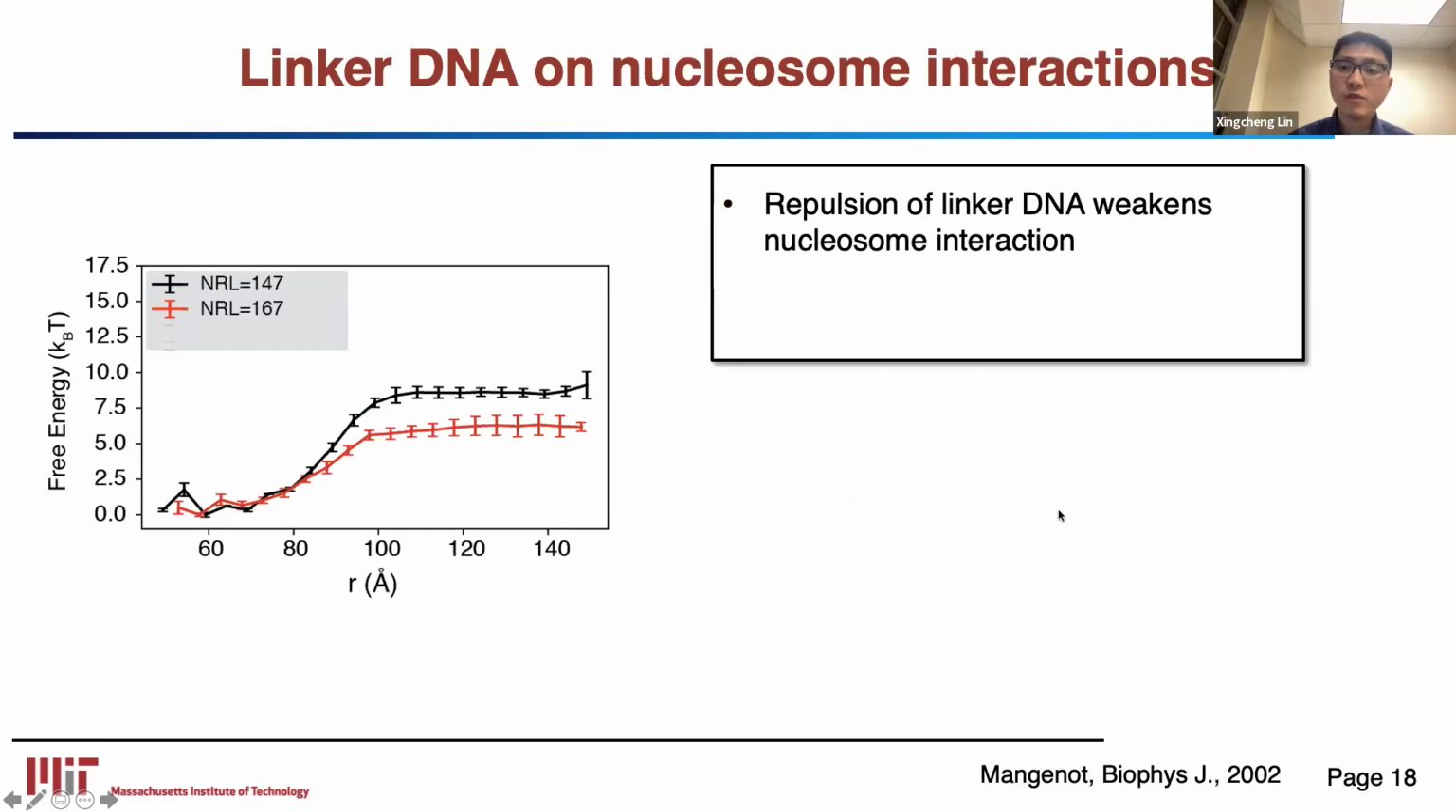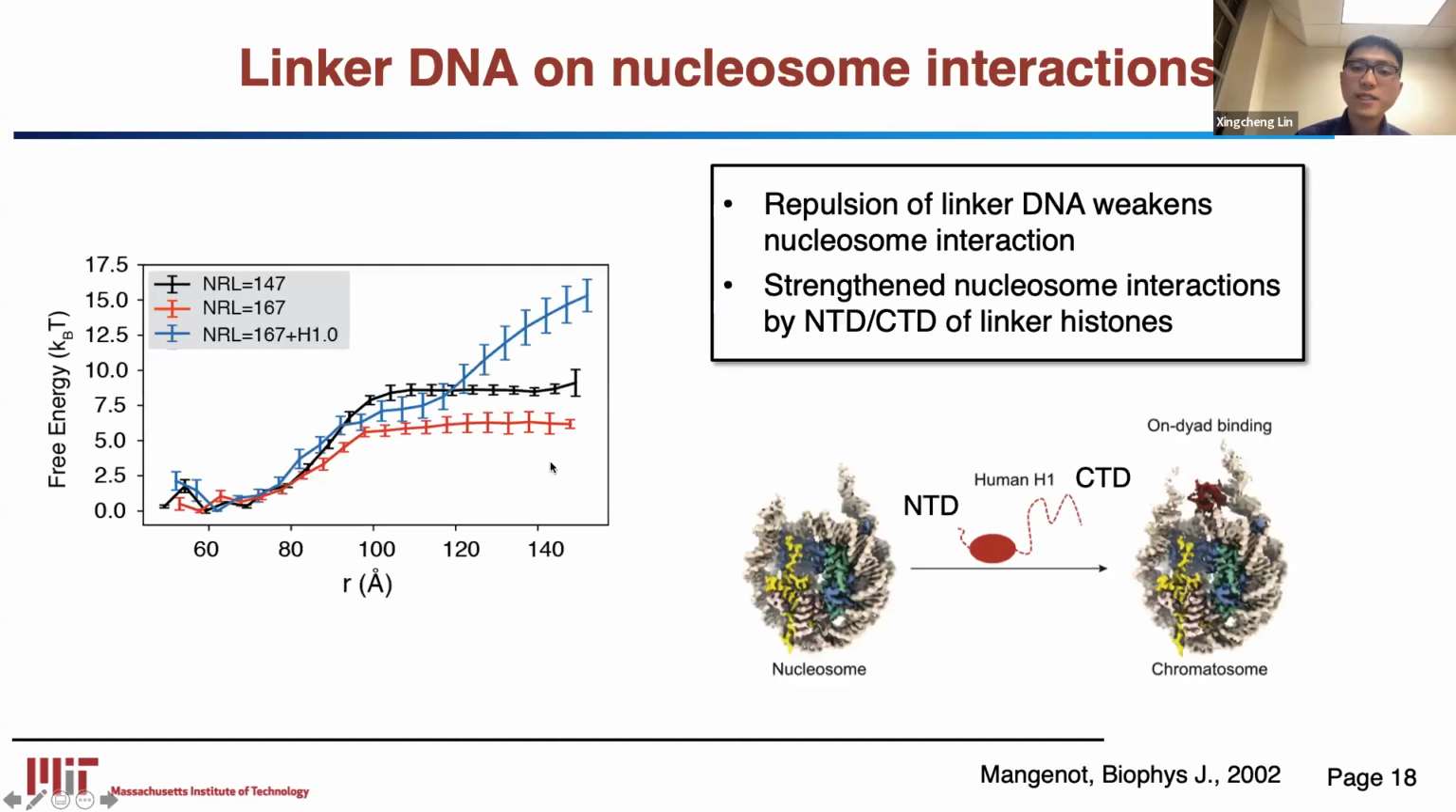And one advantage of this residue-resolution model is that we can utilize it to study the different impacts of chromatin factors. In reality, nucleosomes are connected by extra DNA known as linker DNA. To study that, we added 10 base pairs of DNA on each side of the nucleosome. And we find this additional DNA would weaken this nucleosomal interaction by adding repulsive interactions. But this interaction can be further compensated by the addition of linker histone.